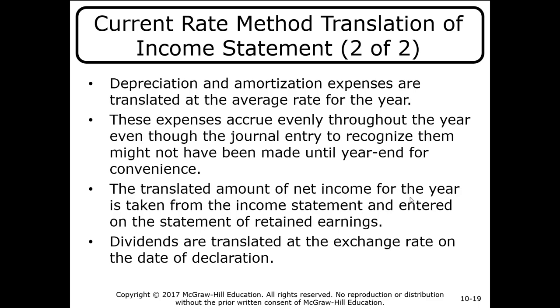The translation of the income statement for the year is then driven down to the retained earnings. So we use the value of beginning retained earnings from last year's financial statement. We add in the net income that we just calculated. Dividends are exchanged at the historical rate, and that will give us a balance for retained earnings at the end of the period.